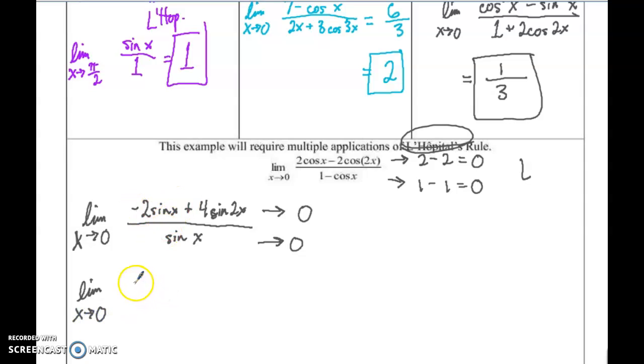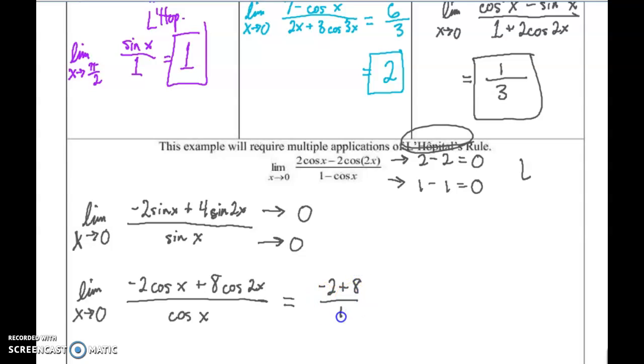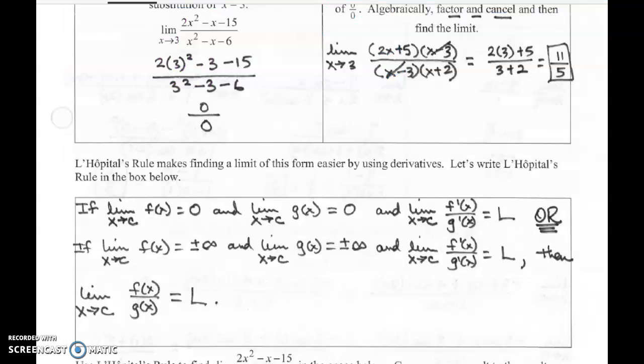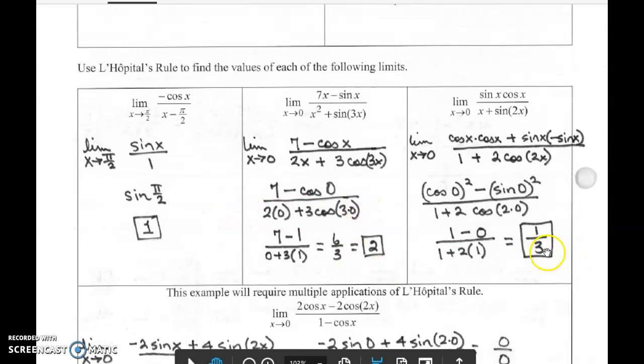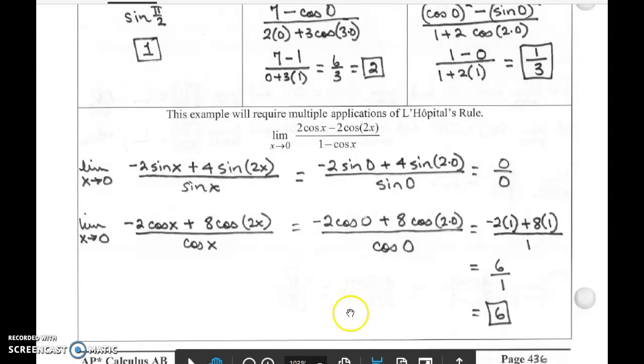So the derivative of negative sine is negative cosine, and plus becomes 8 cosine of 2x over cosine of x. And now we can get an answer. We end up with negative 2 plus 8 over 1, which would give me 6. I'm just going to double check with my answer key. You know how confident I am. 1, 2, 1/3, and 6, which is exactly what I came up with.